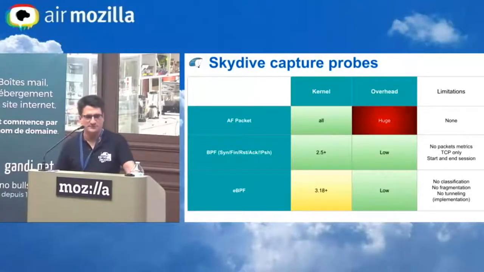What we do is capturing the probes. We have different methods: AF_PACKET, or BPF, or eBPF. AF_PACKET, everybody knows, is like the big mmap. We receive all the packets. What we do is classify all the flows based on a Go packet classifier, a third-party project.